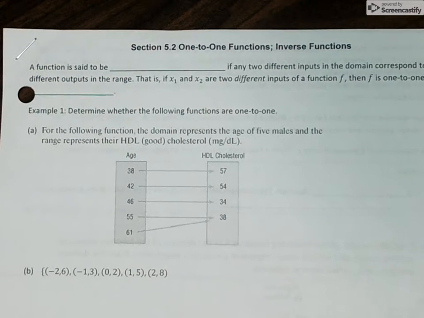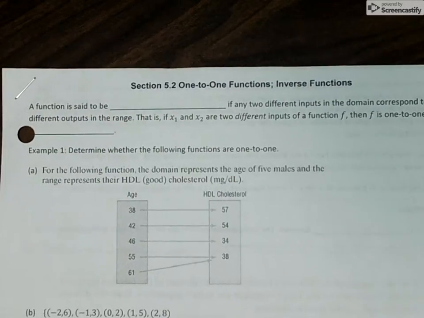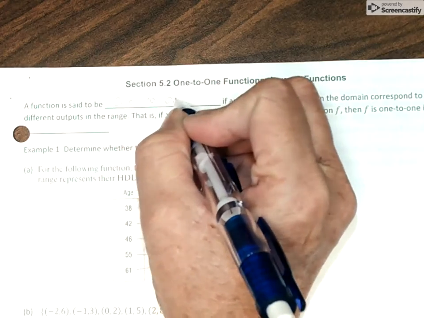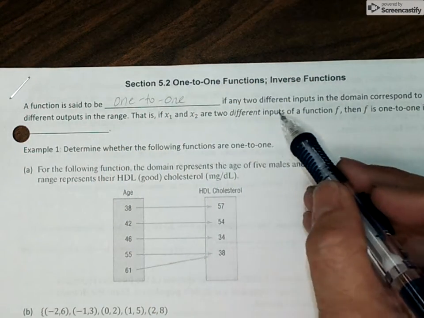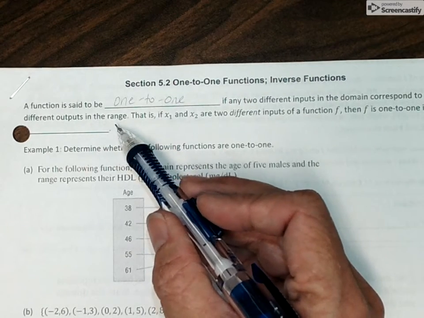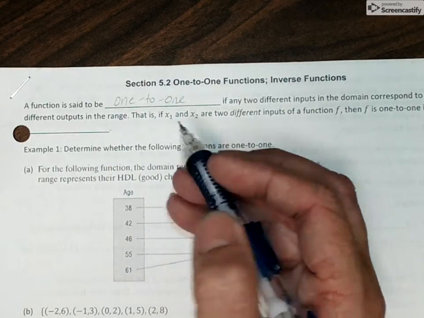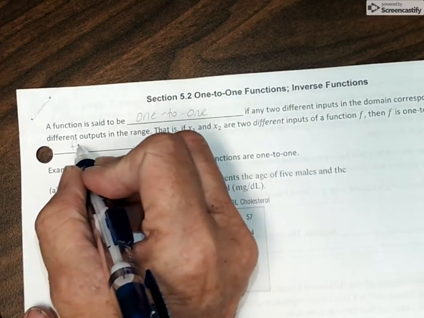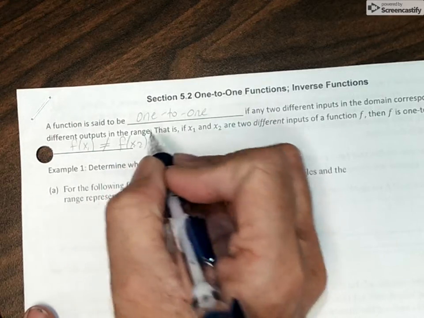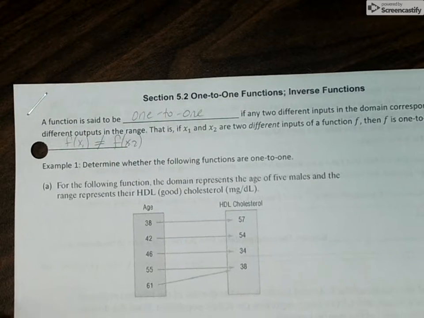Okay, section 5.2, we're going to talk about one-to-one functions and inverse functions. So a function is said to be one-to-one if for any two different inputs, so two different x's, we get two different outputs or y values. That's to say that if we had two different x's, x1 and x2, when we put them into our function, f of x1 does not equal f of x2. Again, no y is duplicated whatsoever in this function.